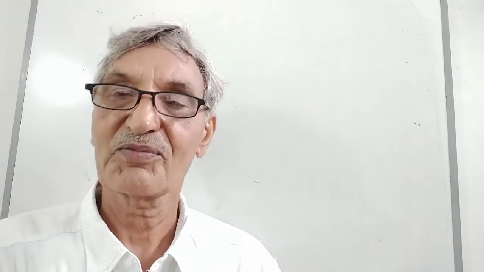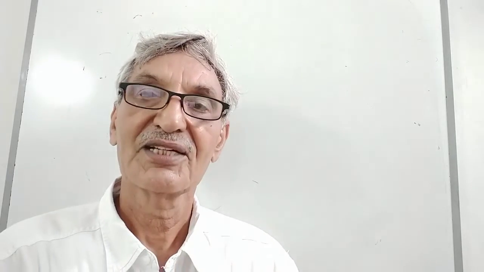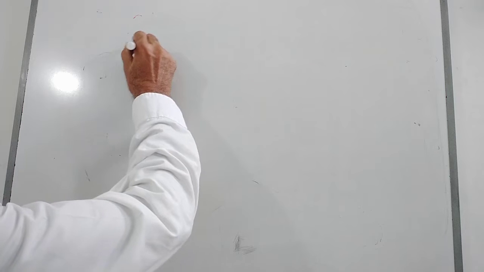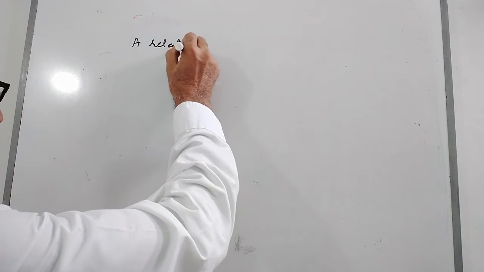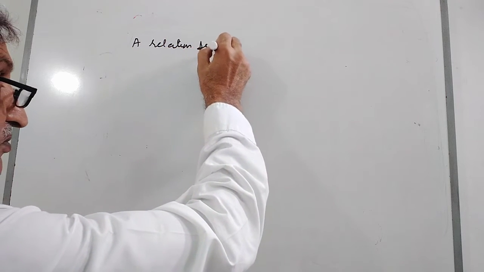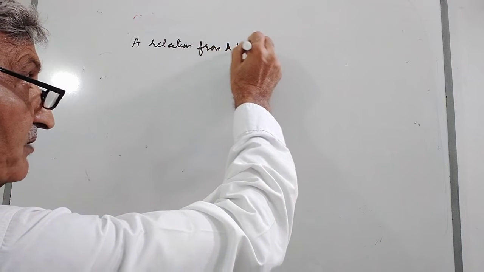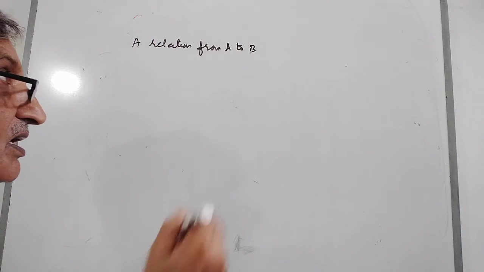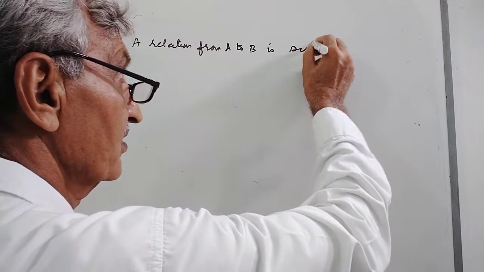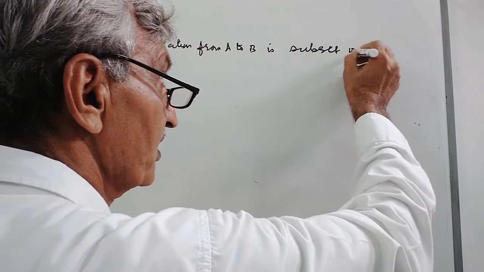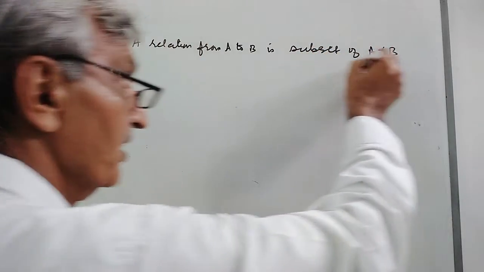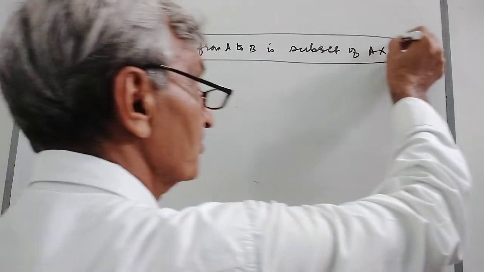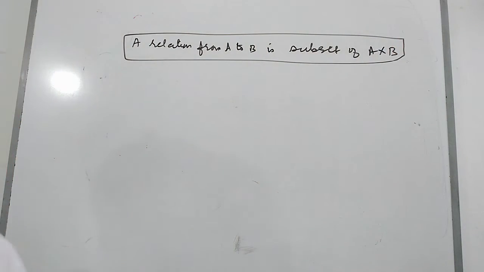तो पार्ट होगा तो भैया उसका मतलब सबसेट है. इसका मतलब a relation from A to B. A relation from set A to set B is a subset of A cross B. Remember this part. This is very important. A relation from A to B is a subset of A cross B.